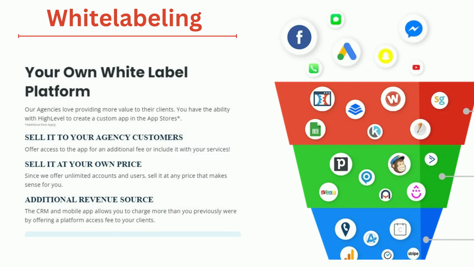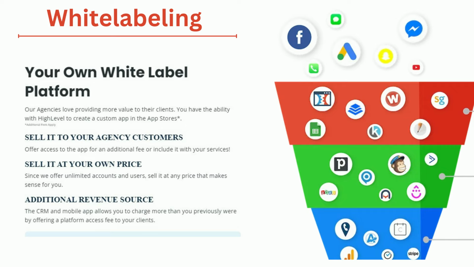So GoHighLevel is this thing. So let's talk about white labeling. What does white labeling in GoHighLevel mean? So your own white label platform, you can simply build your brand over here. Legally you can build your brand over here. So simply you can own your own platform, sell it to your agency customers, sell it at your own price, as an additional revenue source.